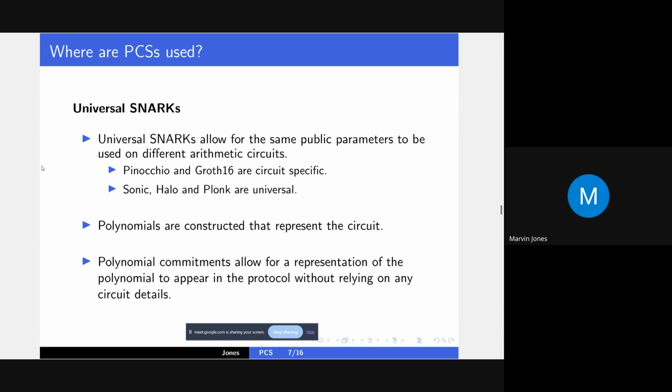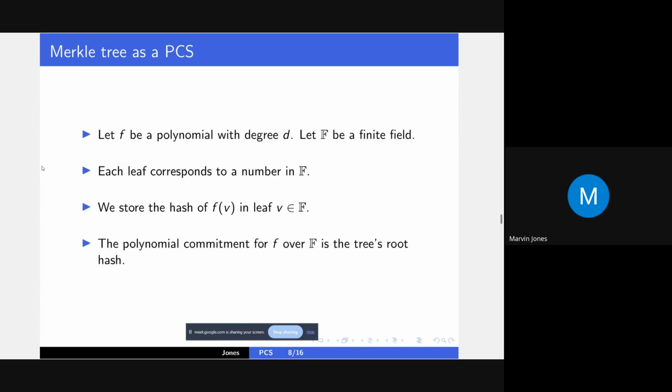We're going to now look at a fairly straightforward example of a PCS. We're in Web3. We've seen Merkle trees left and right. And if you've not seen a Merkle tree, don't worry, there'll be a diagram on the next slide.